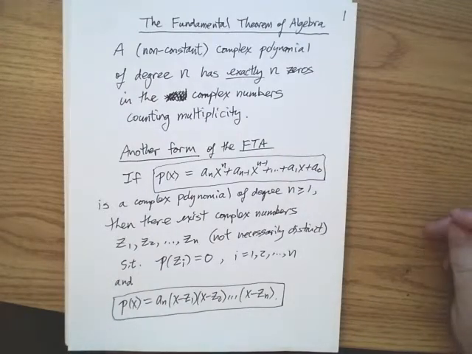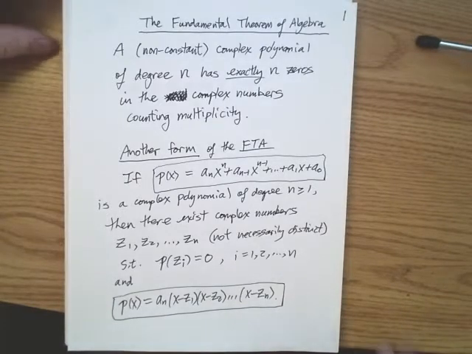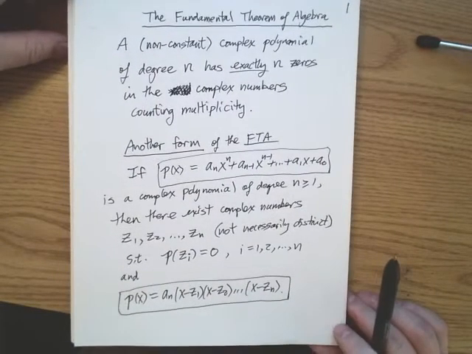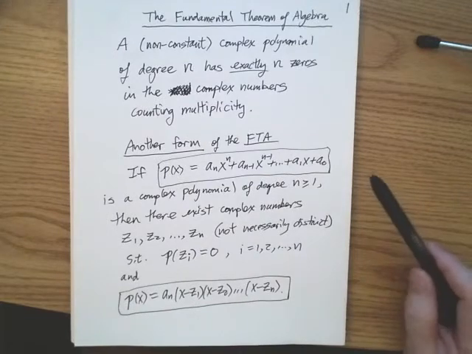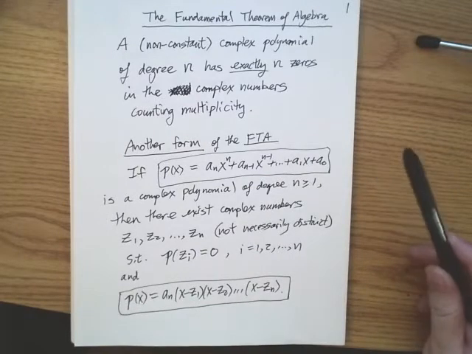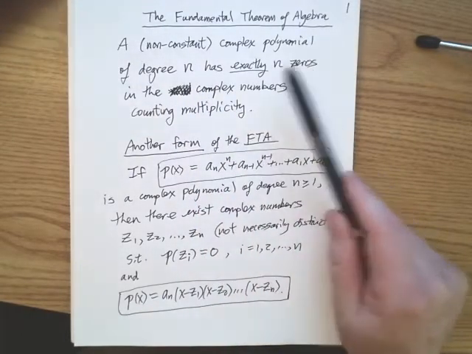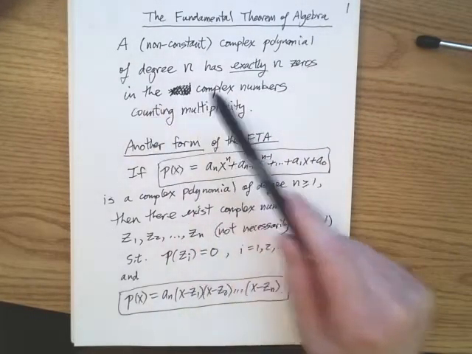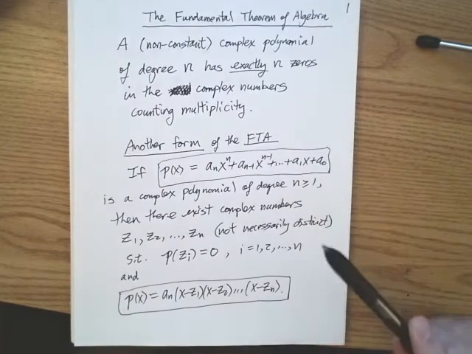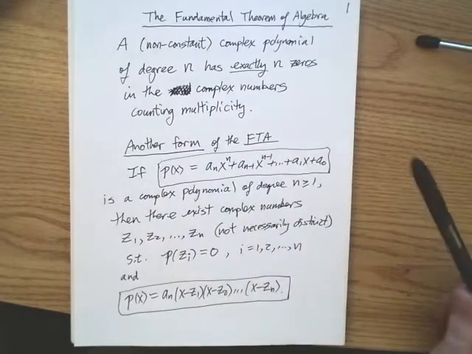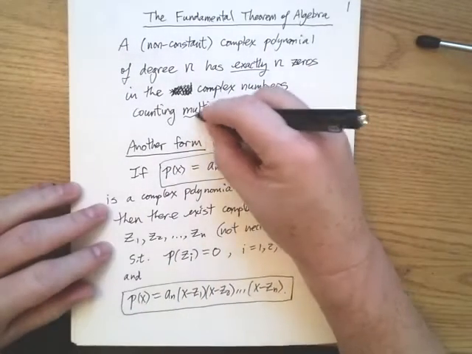Okay, folks, let's start talking about something called the fundamental theorem of algebra. Something with a name like fundamental theorem is pretty important, as you can imagine. Let's go ahead and talk about it here. A non-constant complex polynomial of degree n has exactly n zeros in the complex numbers if we count multiplicity.